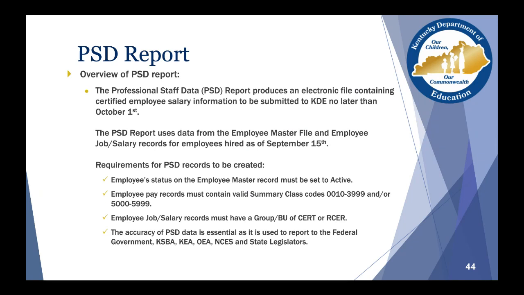So requirements for an employee to pull on the PSD file is that their employee status on Employee Master is active. Employee pay records must contain valid summary class codes 0010 to 3999 and/or 5000 to 5999. Employee job salary records must have a group BU of CERT or RCER.